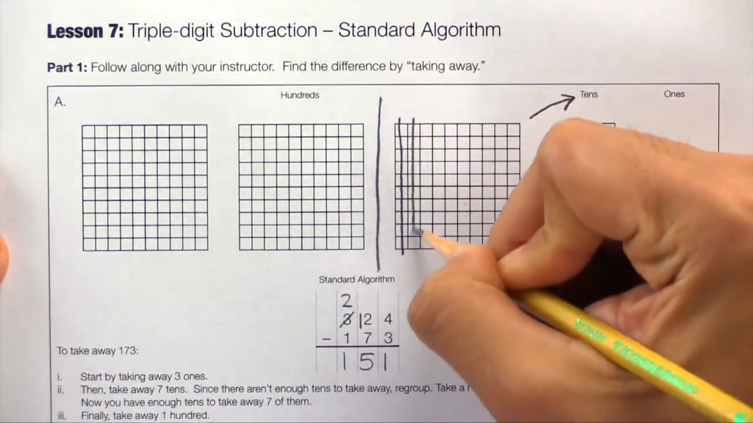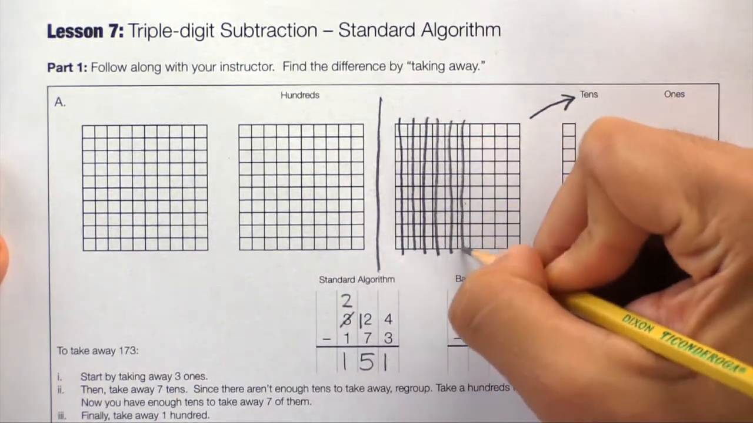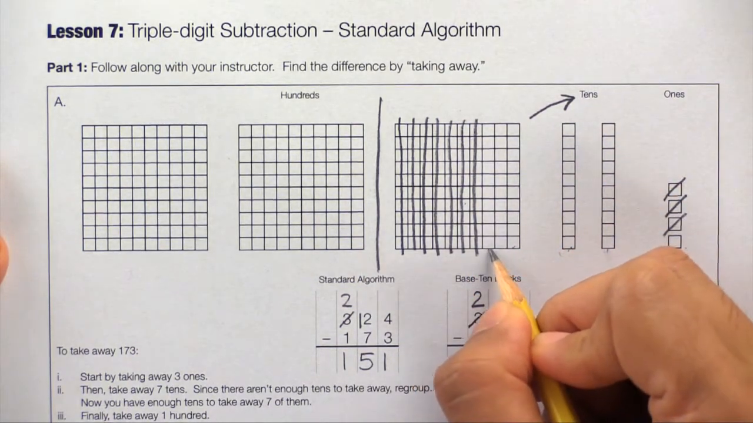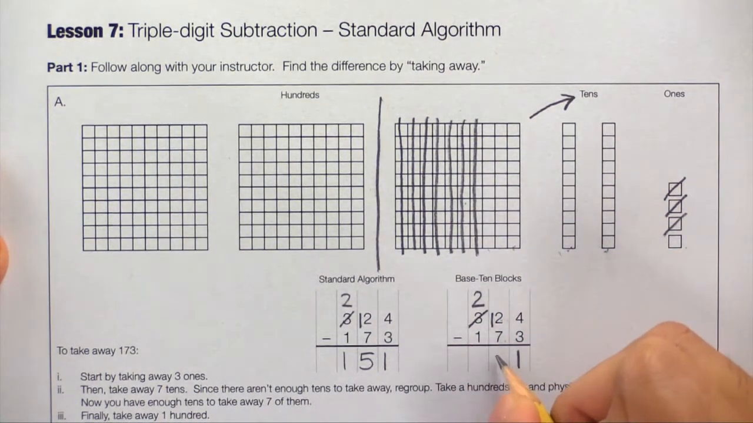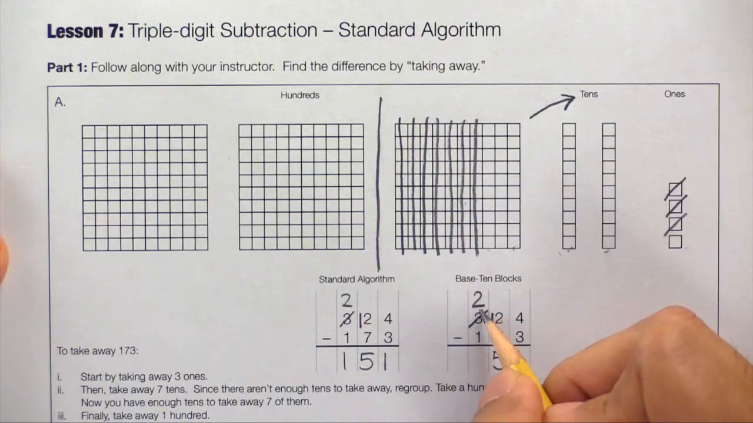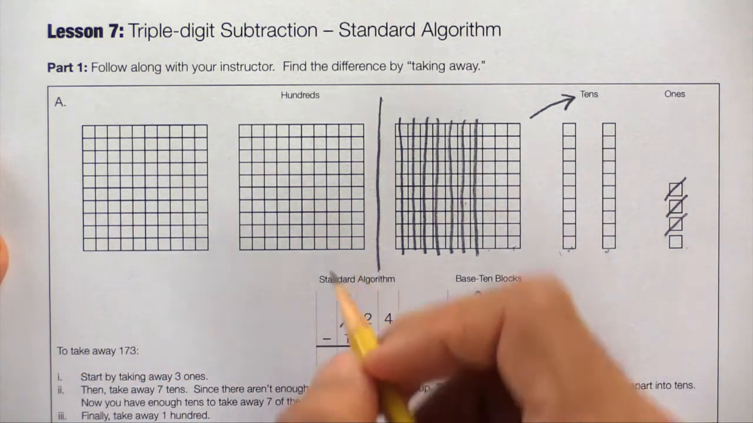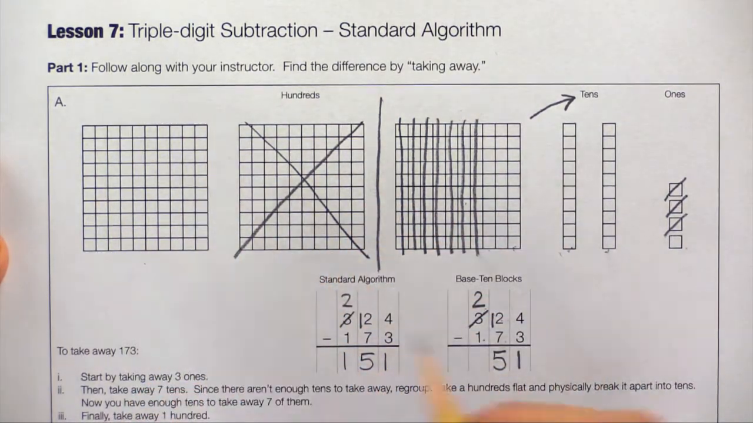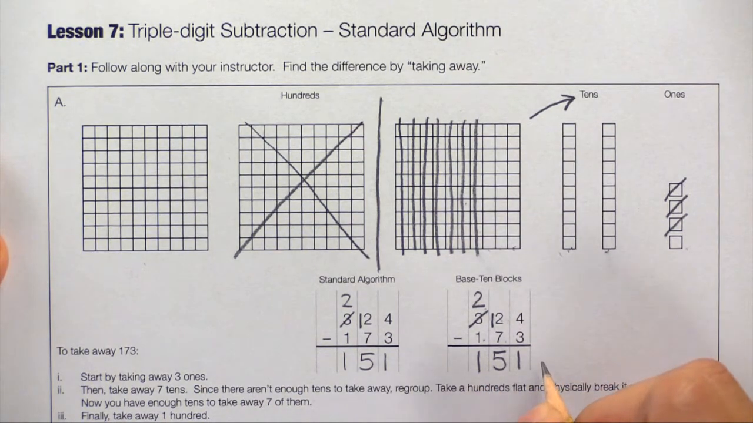Here's 1, 2, 3, 4, 5, 6, 7 10s. And that leaves us with 1, 2, 3 10s, 4 10s, 5 10s. Write it down. Finally, we can subtract the hundreds. We have 200s, take away 1 of them. And we only have 100 left, so write it down. And our final answer is 151.